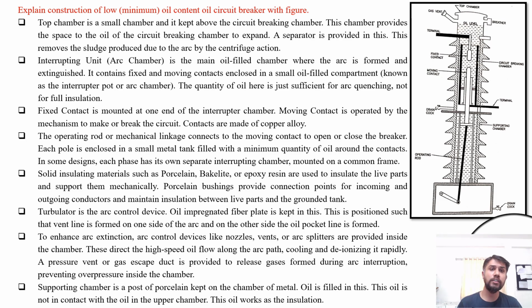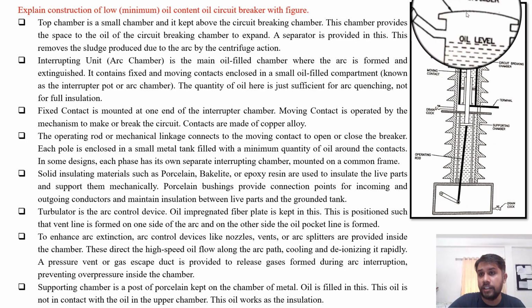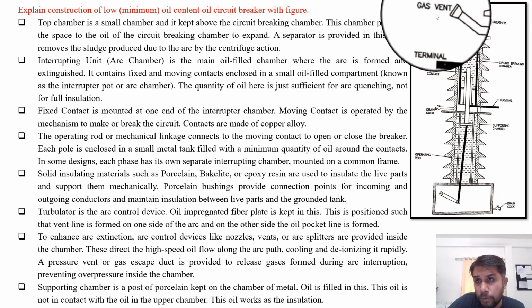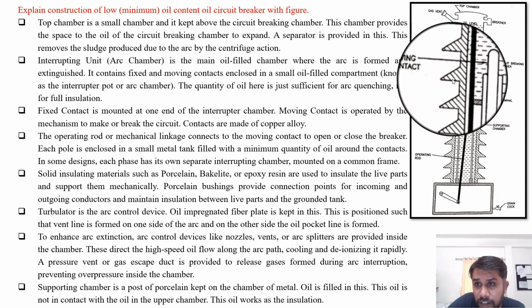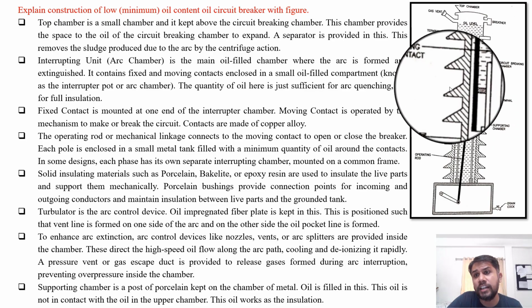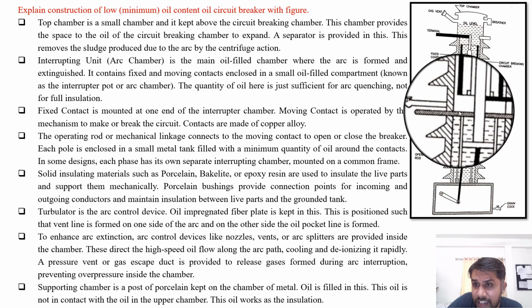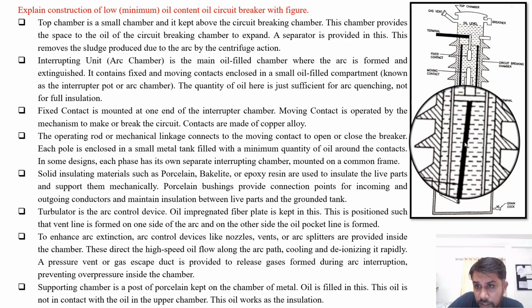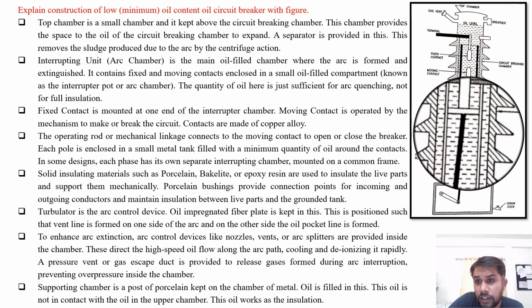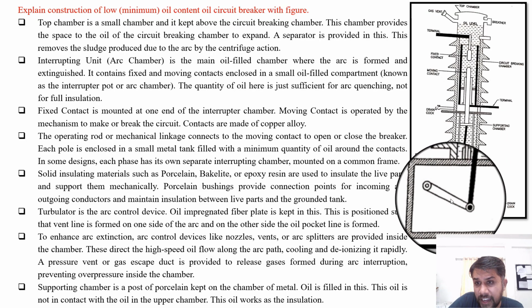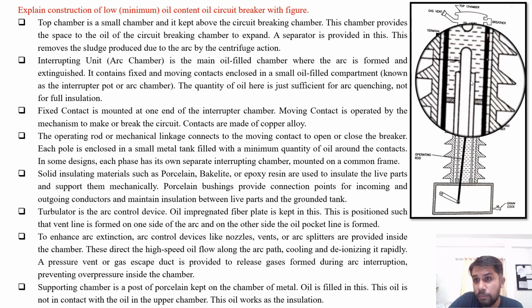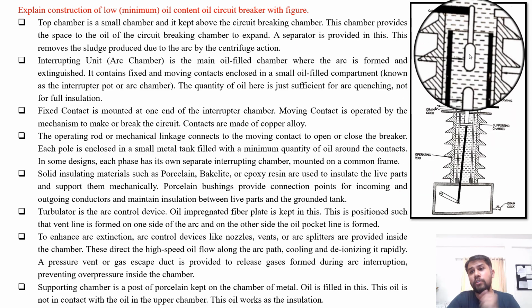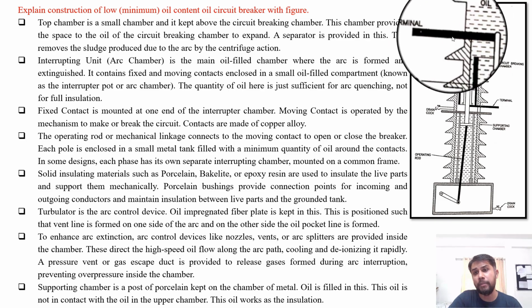Explain construction of low oil content circuit breaker, or say minimum oil content circuit breaker, with figure. So in this, here it is. This is the top chamber provided. This middle one is the arc chamber or circuit interrupting chamber, and this last is the supporting chamber. This is the mechanical linkage or operating lever mechanism. This is the moving contact, and here it is the fixed contact which is mounted with one terminal here.